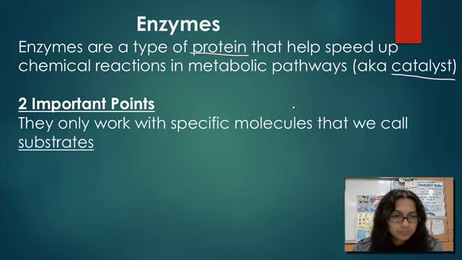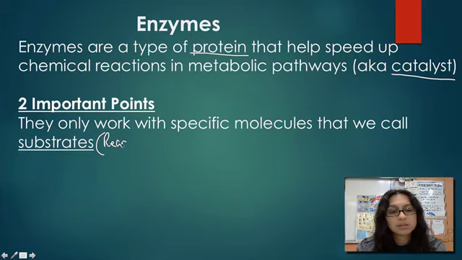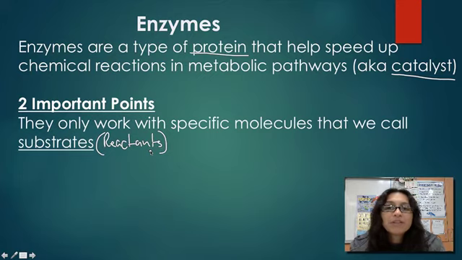So first, enzymes only work with specific substrates. Looking at this word, substrates, remember, are simply the reactants. So I could put in parentheses, reactants. All the enzymes that you have are very specific. Enzymes are very specific with what reactants they can actually bind with. And we call those reactants substrates. So substrates is just the fancy name for reactants when an enzyme is involved.